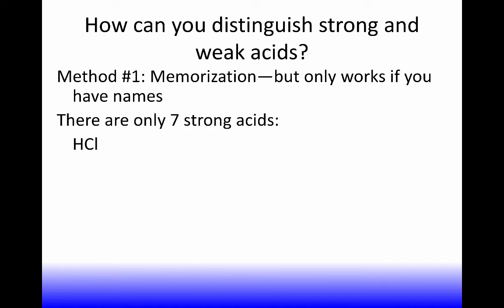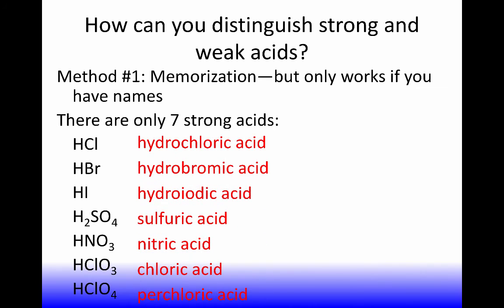There's only 7. Hydrochloric acid, hydrobromic acid, hydroiodic acid. Now those are all acids where the anion comes from a halogen, which is group 17. There's sulfuric acid, nitric acid, chloric acid and perchloric acid. So all the names are here, okay? These 7 you should commit to memory. If you don't commit them to memory, then you'll have trouble knowing what's strong and what's weak. So it's very, very helpful to be able to memorize this stuff.